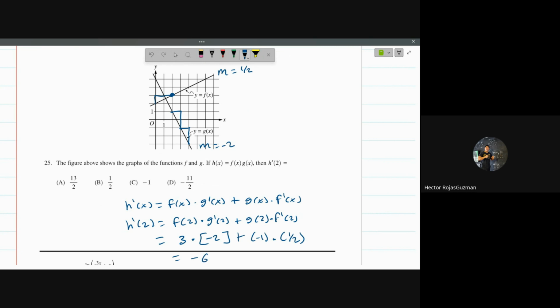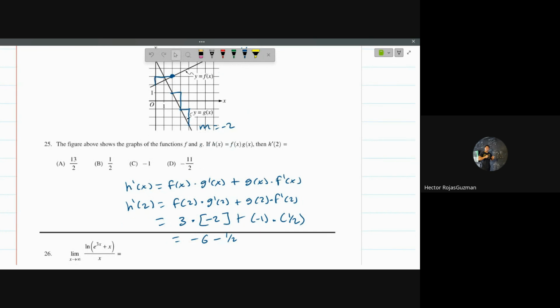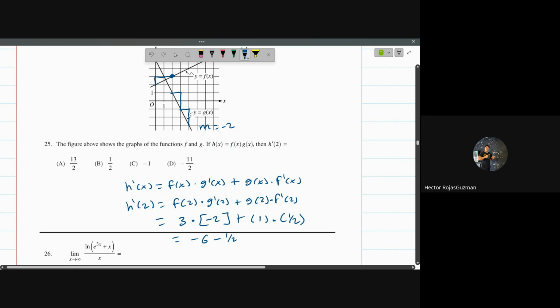This is negative 6 minus 1/2. Hold on. G of 2. So, oh, I made a mistake. I knew I wasn't going to get an answer. G of 2 is 1. I was looking at the wrong thing. So then it's plus 1/2. Which equals negative 12 over 2 plus 1/2, which equals negative 11 over 2.